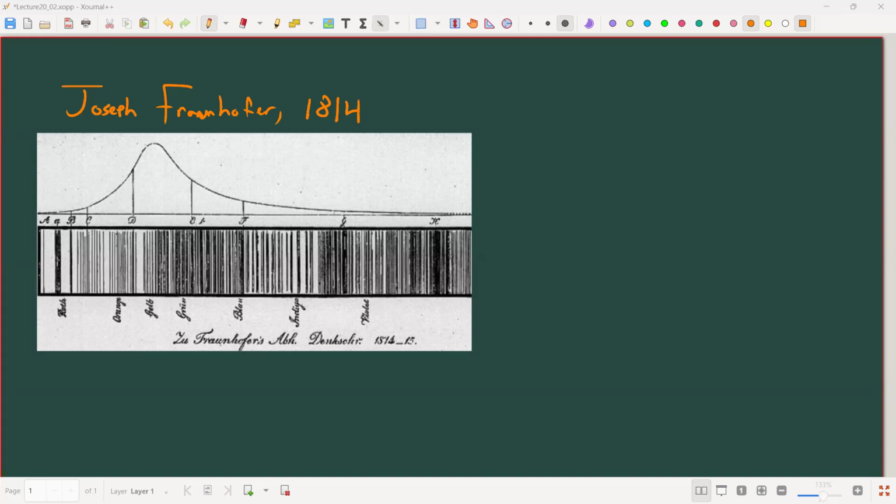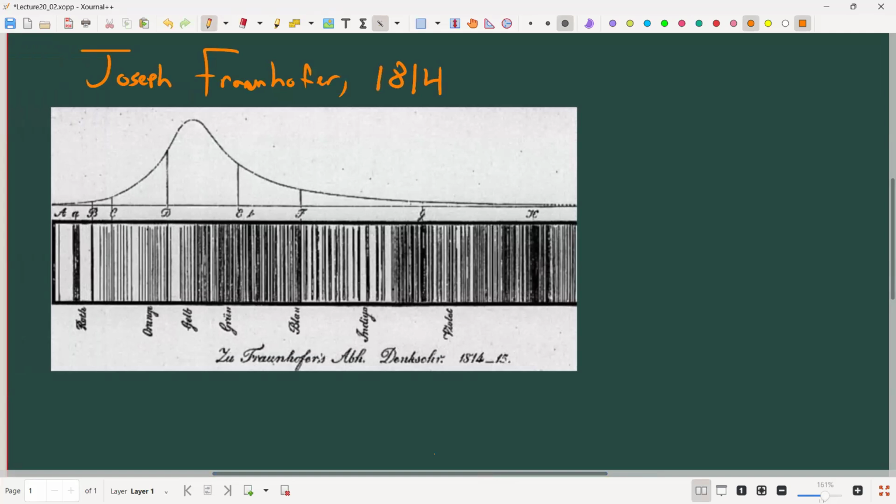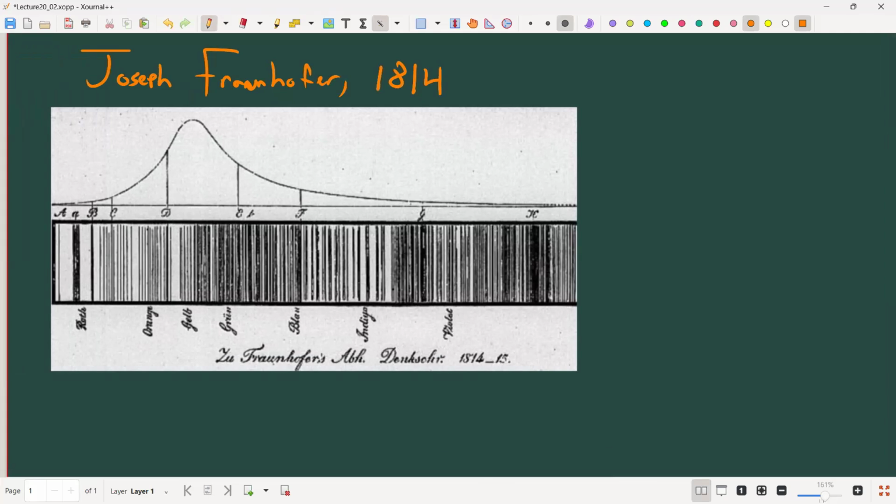Up on the board here, I have a historical document, a figure, if you will, made by Joseph Fraunhofer, German astronomer, 1814. Fraunhofer is, in some sense of the word, the world's first historical spectroscopist. He was the first person to really start thinking about what we call spectral lines. And he was the first person to identify these absorptions that we now kind of take for granted in chemistry.